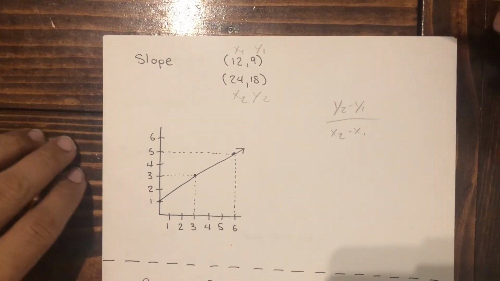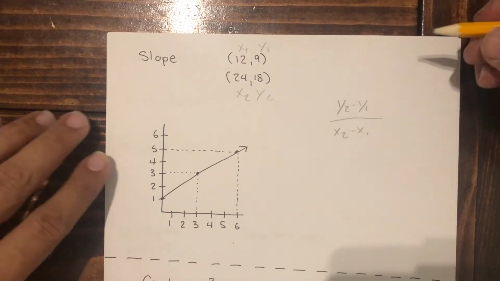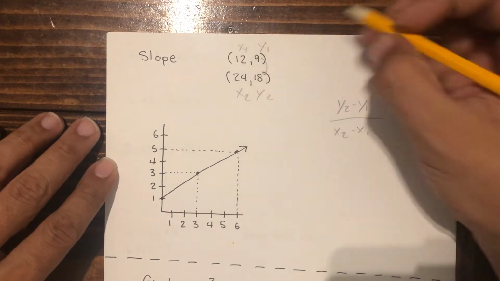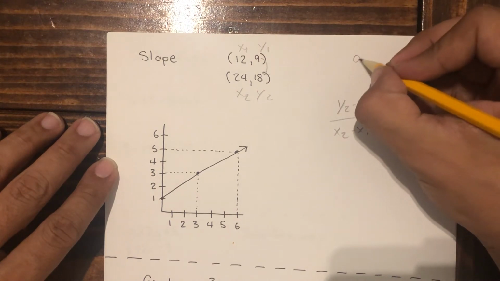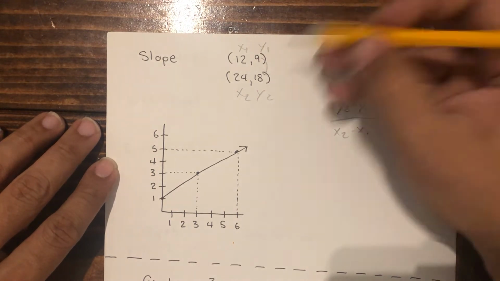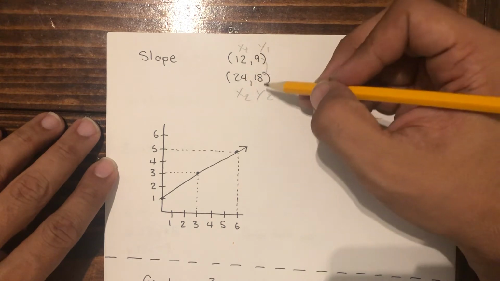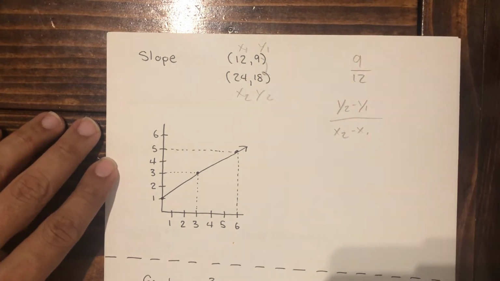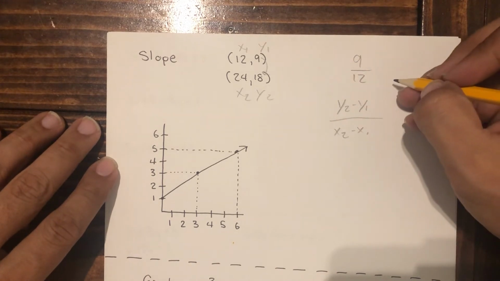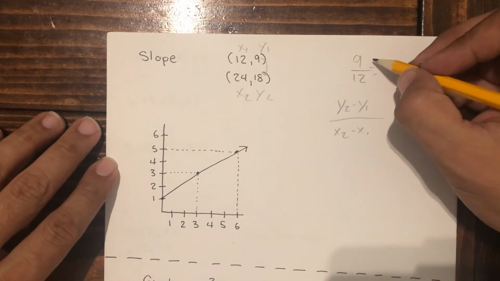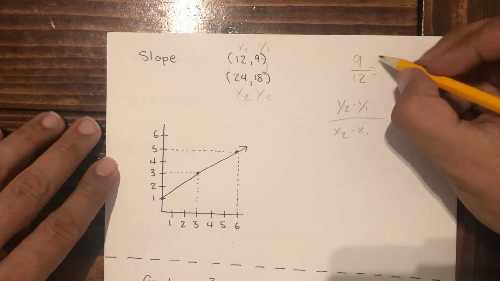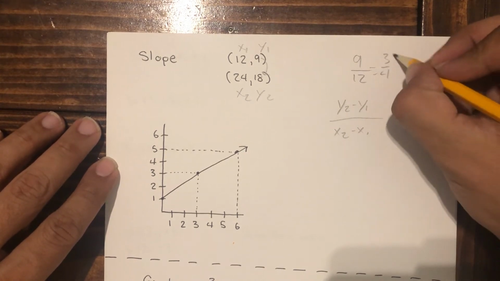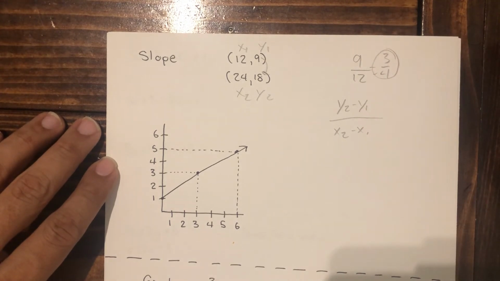Another method of doing it is you just figure out how far it is. Now remember, y is on the top. So how did a 9 turn into an 8? Oh, it went up 9, so a positive 9 on the top. How did a 12 turn into a 24? Oh, it went up 12, so positive 12. If it would go down, I write a negative sign. Then this is going to be 9 over 12, so these are divisible by 3, so it's going to be 3 over 4. And there's your slope. Okay?